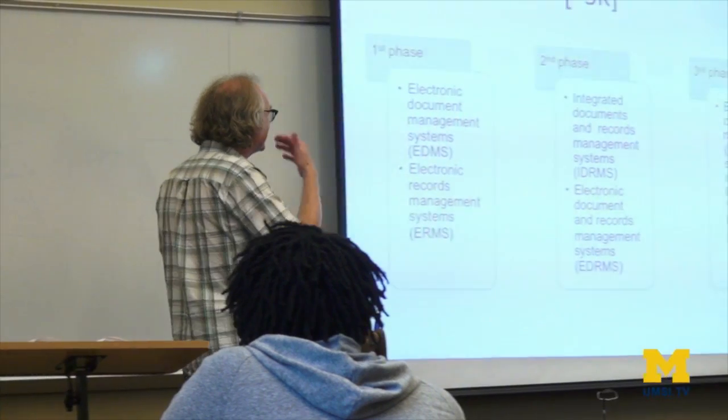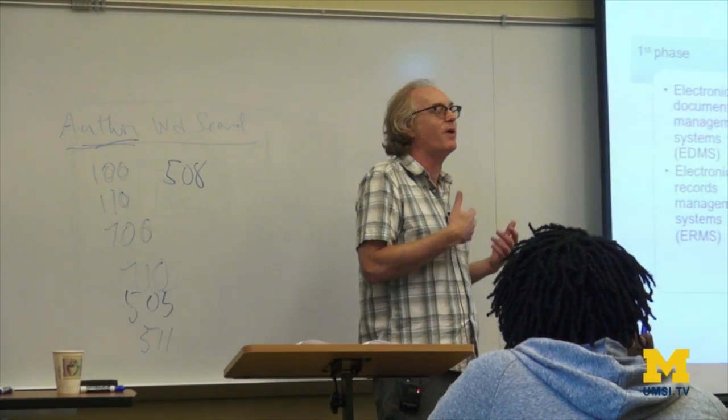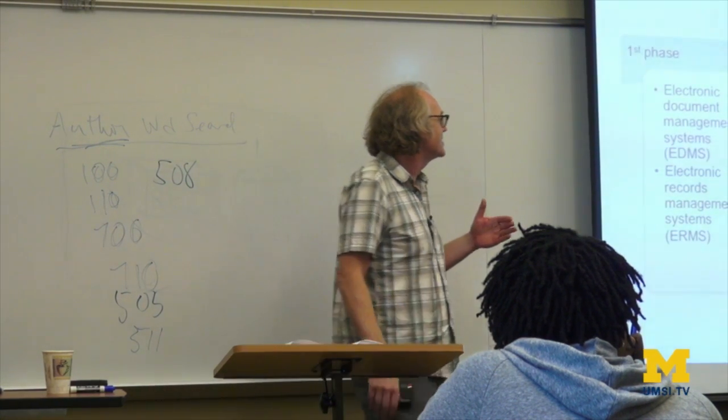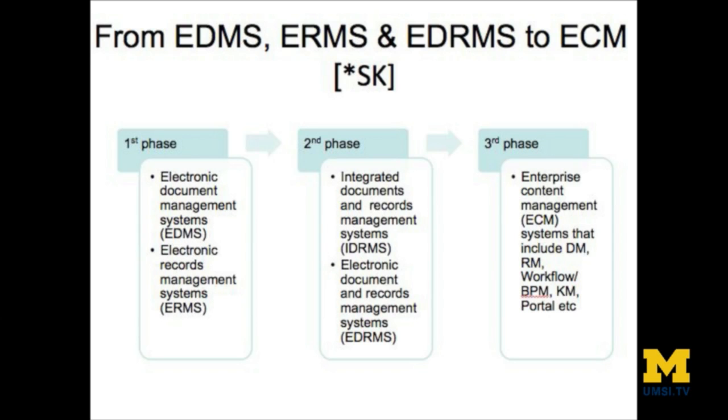Okay, so he identifies that there are phases by which this has transpired across time. The early phase was these electronic document management systems and the separate electronic records management systems. Then slowly we morph into a second phase, which is integrating these things: integrated document and records management systems, and electronic documents and records management systems as integrated systems.